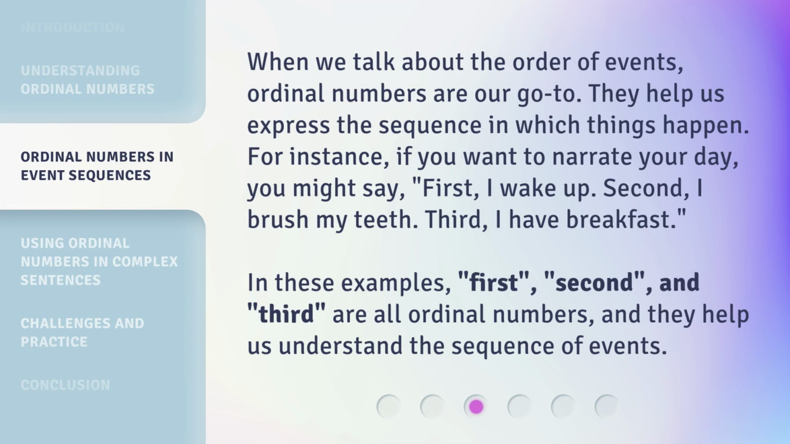When we talk about the order of events, ordinal numbers are our go-to. They help us express the sequence in which things happen. For instance, if you want to narrate your day, you might say, first, I wake up. Second, I brush my teeth. Third, I have breakfast. In these examples, first, second, and third are all ordinal numbers, and they help us understand the sequence of events.